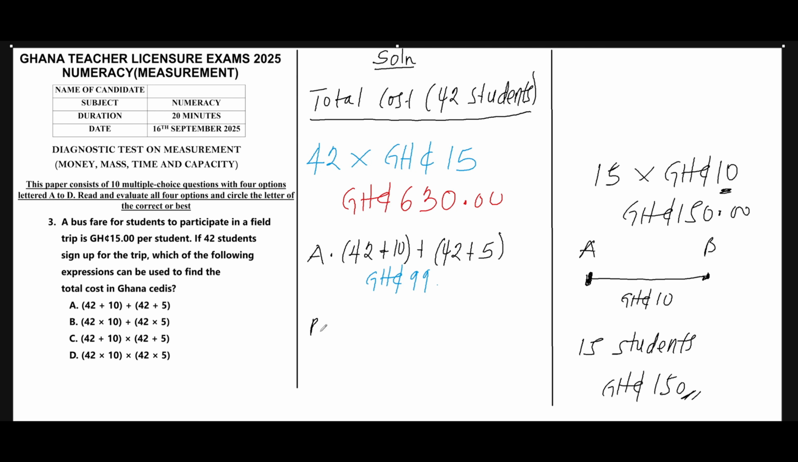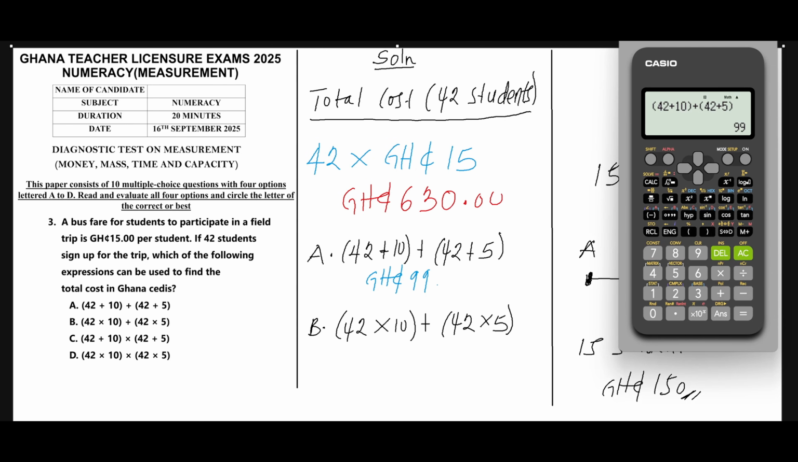Now let's also verify that of B. For B, we have 42 multiplied by 10 plus 42 multiplied by 5. The only thing that is changing is the sign in brackets. Instead of addition, we have multiplication. So we change this one to multiplication. We have 42 times 10 plus 42 times 5. Let's see the result.